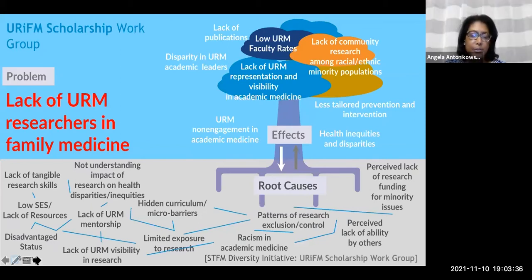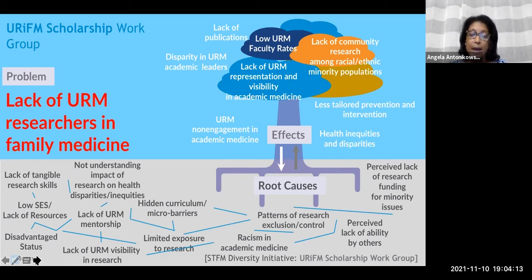So let's first break down why this workshop is relevant. And the relevance is that there is a lack of underrepresented individuals who are researchers in family medicine. Now this issue has both distal and proximate causes, if you look at the bottom here. So we really want to get to the root distal causes. So this includes systemic barriers such as racism in academic medicine, histories and patterns of exclusion, the perceived lack of research for minority issues and the like.